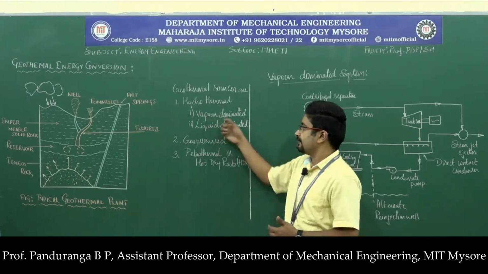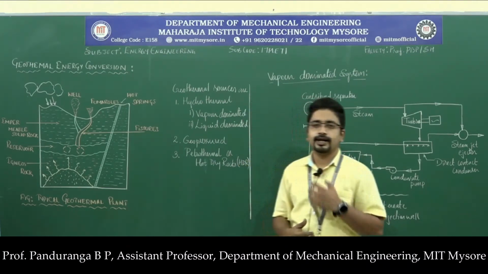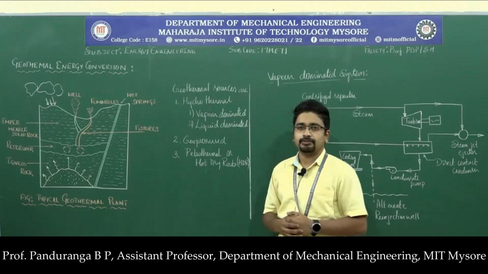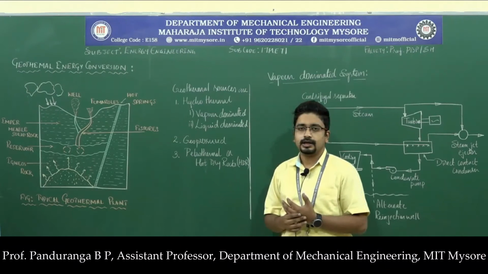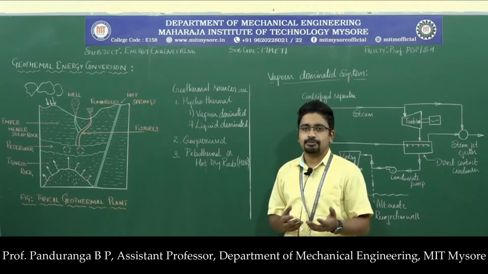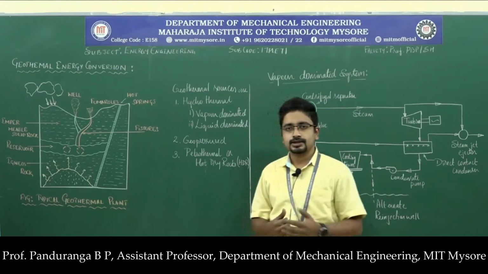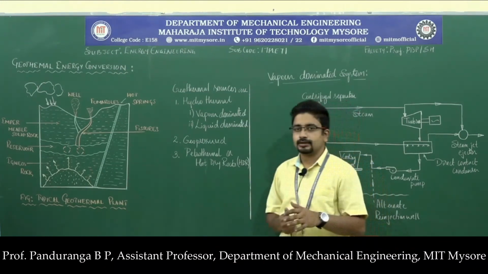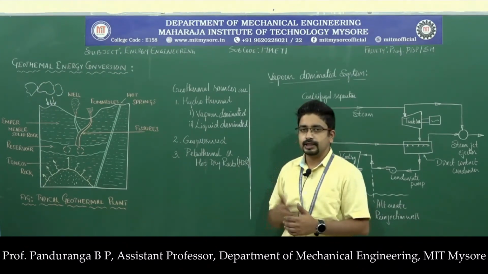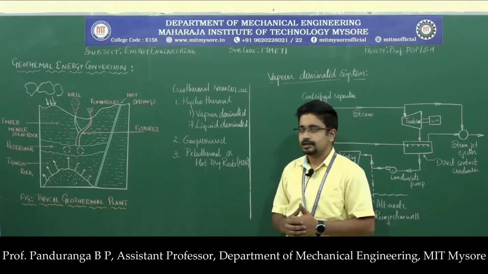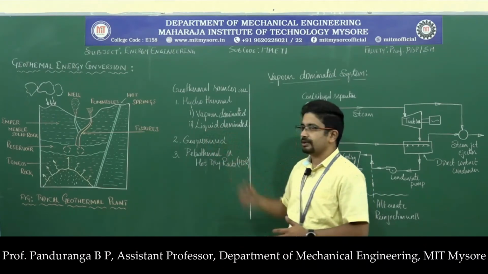The first one is the vapor dominated method, where the majority of the portion coming out of the well is vapor. That vapor needs to be cleaned because it is coming from the earth. There can be sand particles, small rock particles, or some other solid particles, and we need to clean it before we supply the steam to the turbine. So that is the vapor dominated system, and then we have the liquid dominated system.